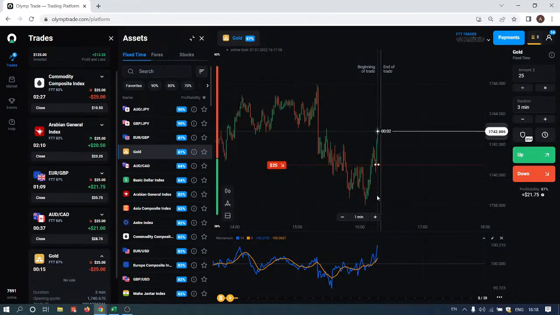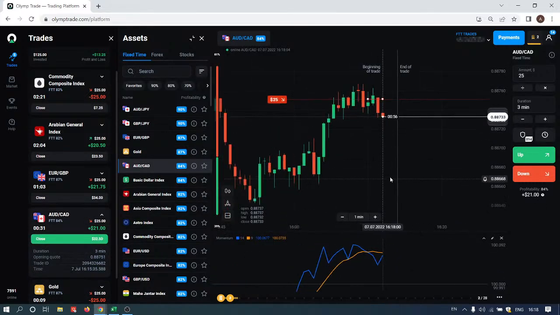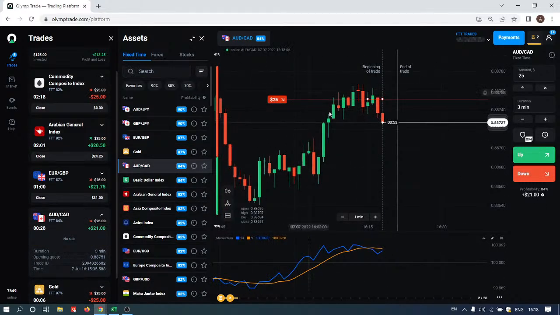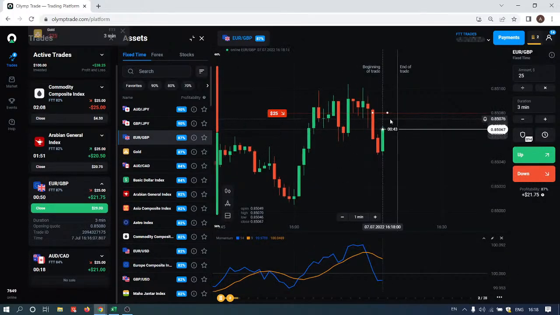So gold unfortunately is going up. So that was a false signal. And at the same time, the Australian dollar, AUD CAD, is going down, and that is good. So the euro against the GBP.